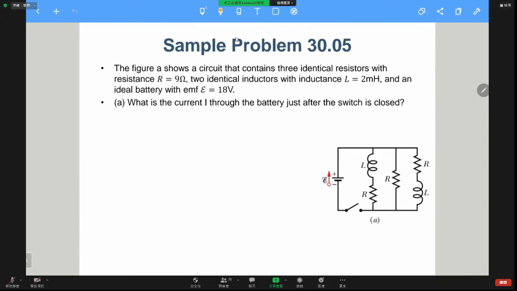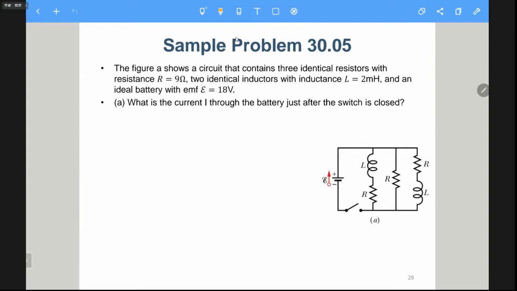So here we will see a sample problem. It says the figure A shows a circuit that contains 3 identical resistors, this one, with resistance R equals 9 ohm, 2 identical inductors with inductance L, 2 millihenry, and an ideal battery. This is an ideal battery with EMF E equals 18 volt.